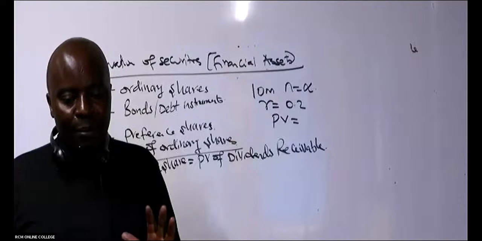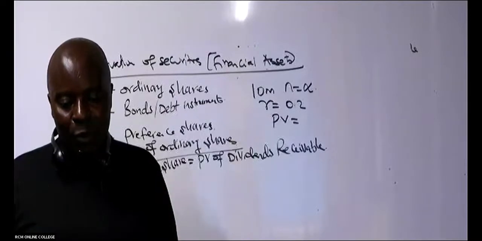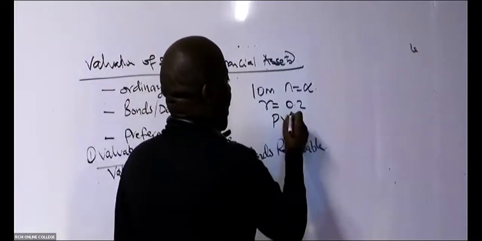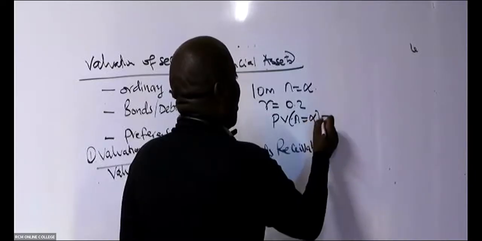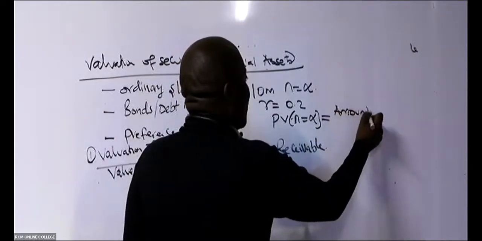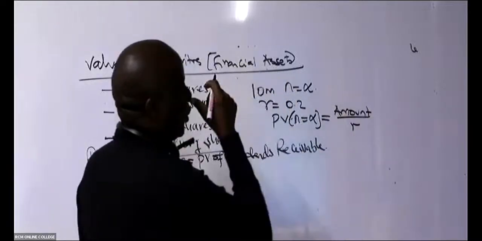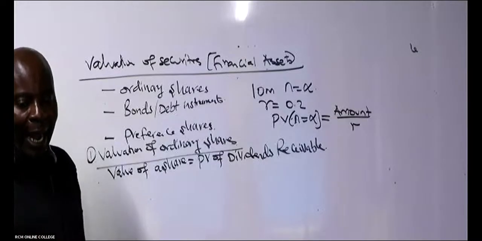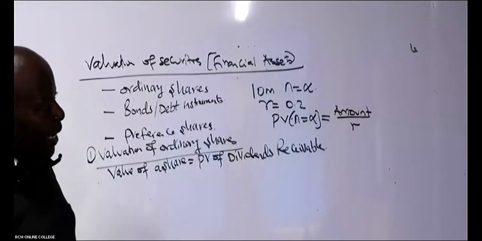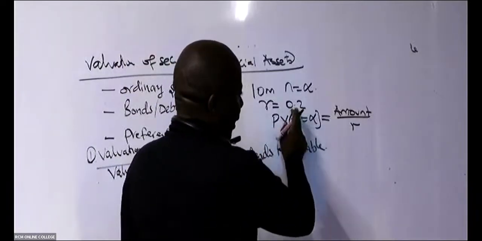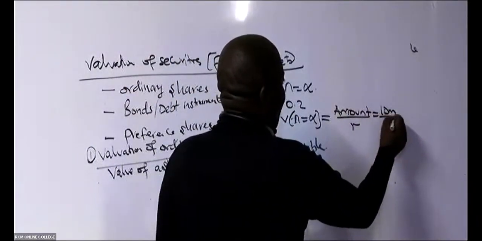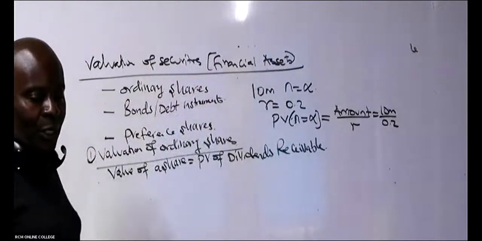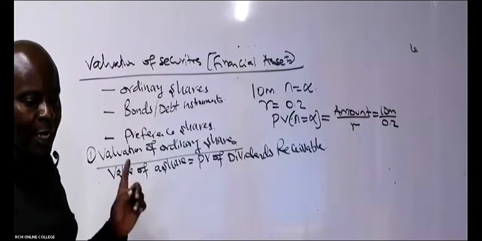Ladies and gentlemen, please remember very well that whenever you want to get present value when n is infinity, you will always take the amount and divide by r. So this will be 10 million divided by r, which is 0.2. So 10 divided by 0.2 will give me 50 million.